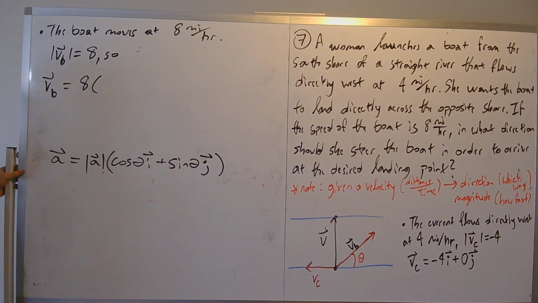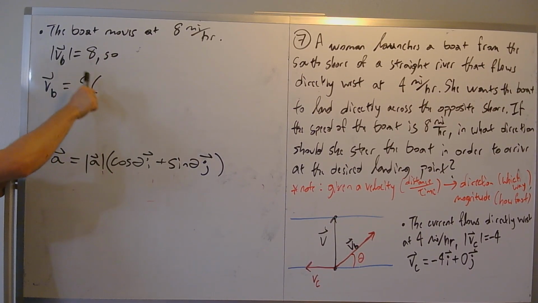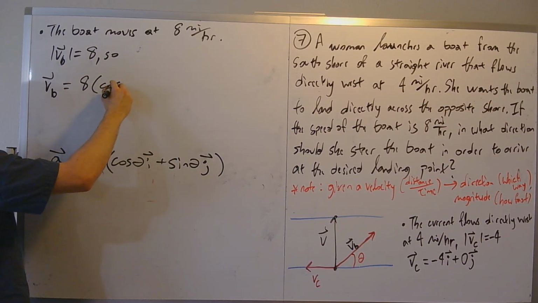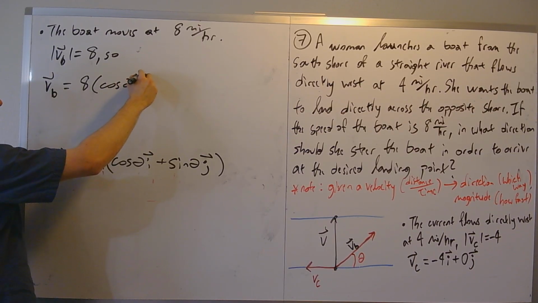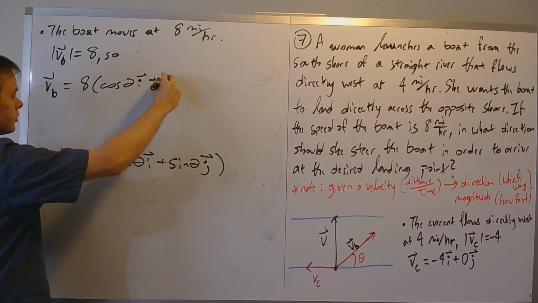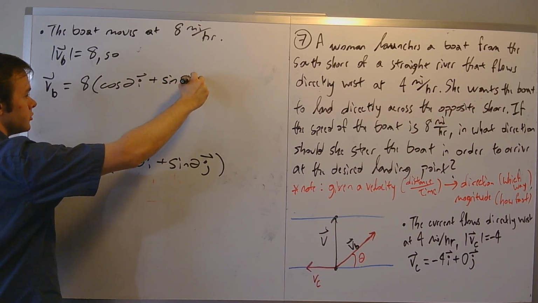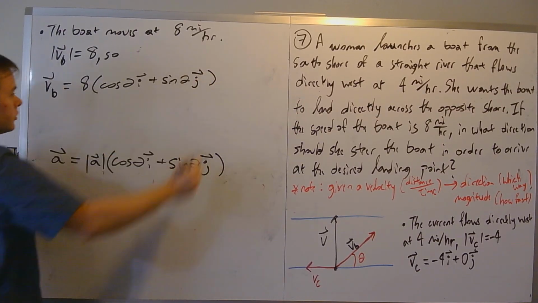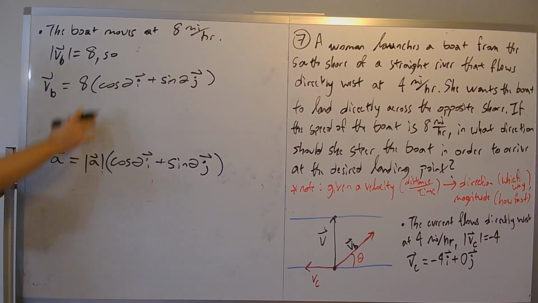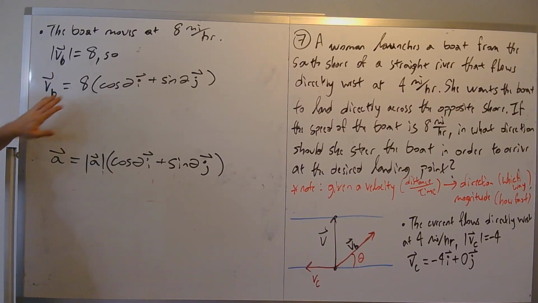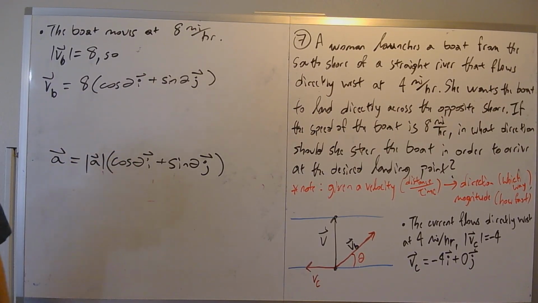Right, so we said that we can represent any vector in this form. So we know the magnitude was 8. And we know this part is going to be cosine theta i plus sine theta times j. So this tells us that we can write our vector in that form, and that's what's going to be helpful here.